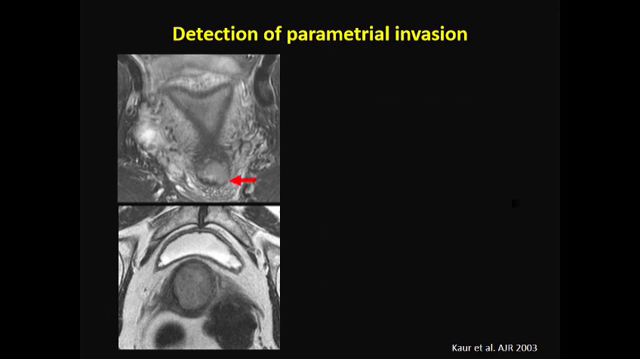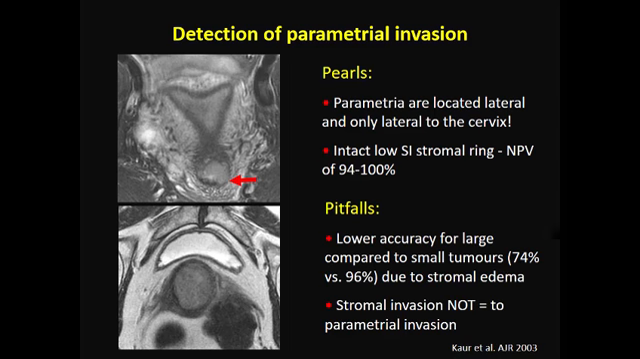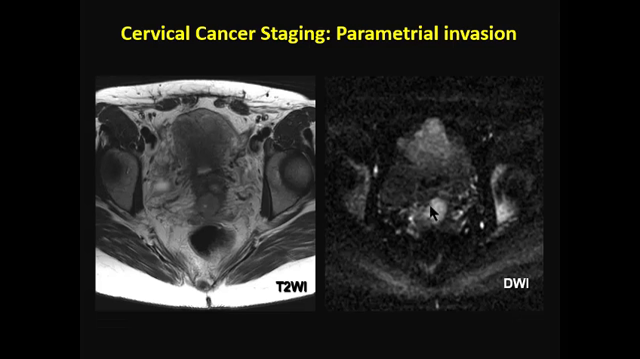Parametrial invasion, when it's subtle, is more difficult. Obviously, when it's a big tumor, it's also more difficult because of adjacent stromal edema. An intact low-intensity stromal ring gives you a high negative predictive value for excluding parametrial invasion. This is a small tumor. You can see this little lip of tumor here outside.